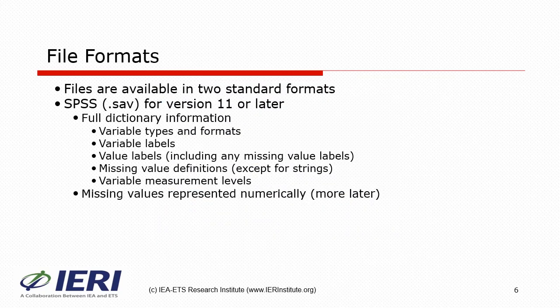The public use files and the restricted use files come in two formats. One is SPSS, which is available for versions 11 or later. These have the full dictionary information: variable labels, value labels, missing value definitions, variable measurement levels, and all variables are represented numerically. And we'll talk about this later. This is in contrast to SAS, where SAS identifies missing values using letters or characters.